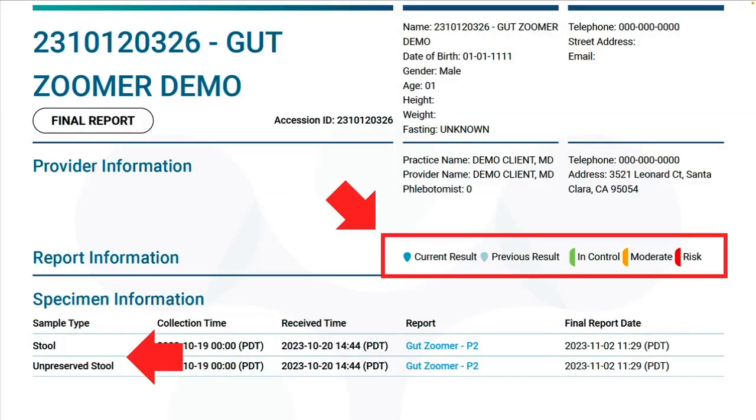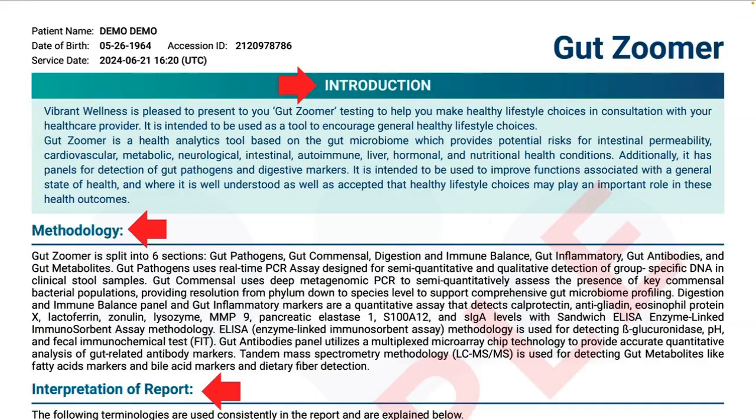The cover page identifies the sample type and includes the results interpretation key. The introduction page is where you can find the methodology and interpretation of the report, and I highly recommend reading this page, especially if you want to learn about the methodologies used or how reference ranges were established.